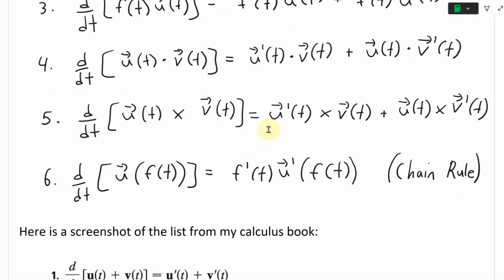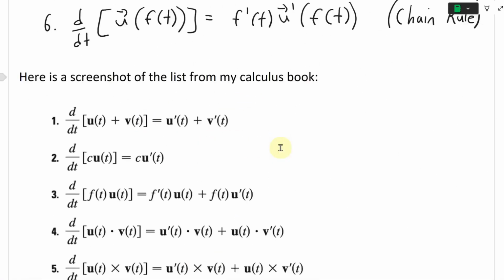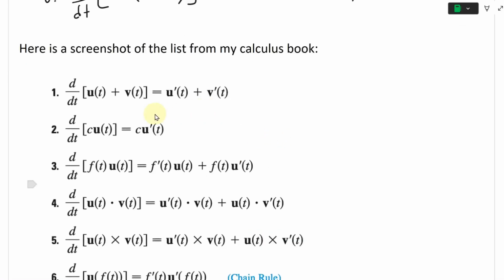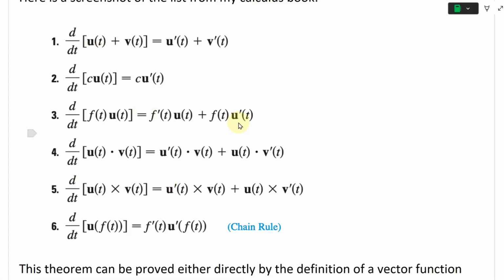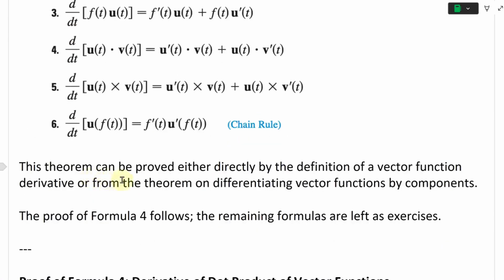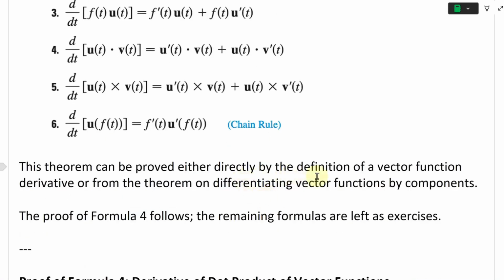Going further, we have these rules, and here's a screenshot of the list from my calculus book to make it more concise and to double check. So there are those 6. Now this theorem can be proved either directly from the definition of a vector function derivative, or from the theorem on differentiating vector functions by components. I'll be using both to prove them in the exercises.